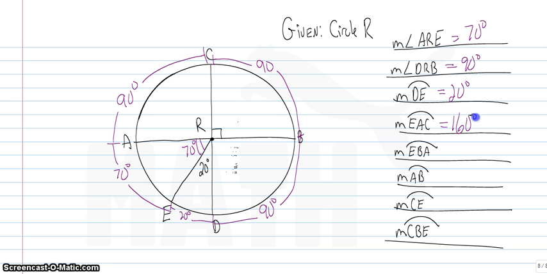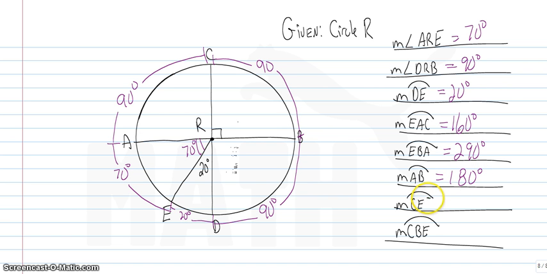The measure of arc EBA, starting at E, through B, ending up at A. We've almost gone around the whole 360 degrees. In fact, we're just 70 degrees short of that. So 360 minus 70 tells me that this must be 290 degrees. The measure of arc AB, 180 degrees this way, 180 degrees that way. It's a semicircle, so it's got to be 180 degrees.